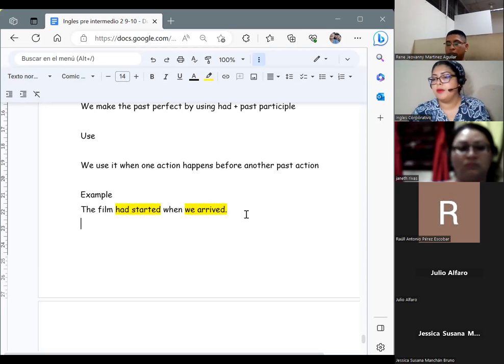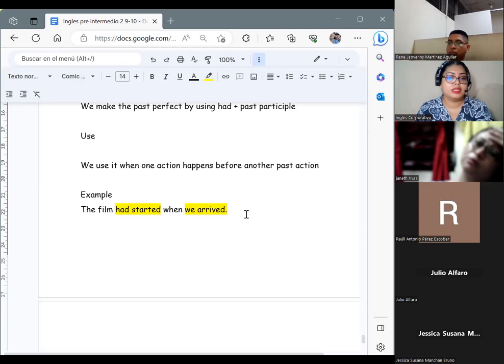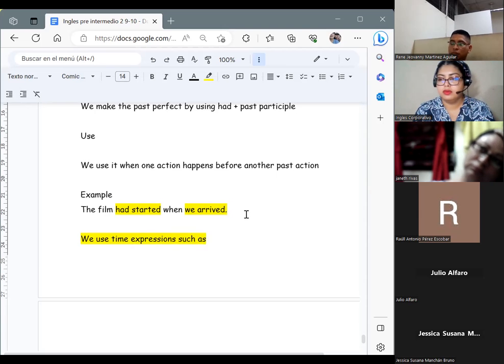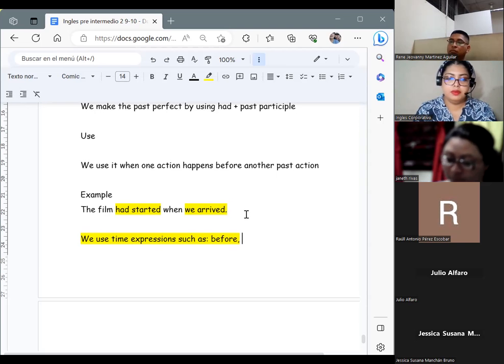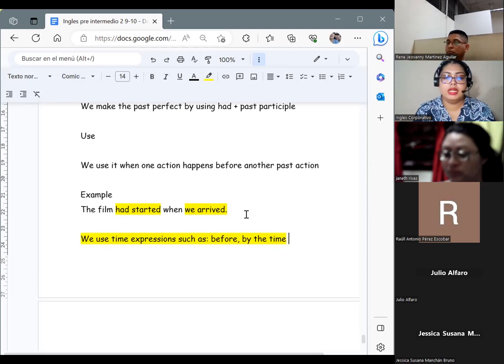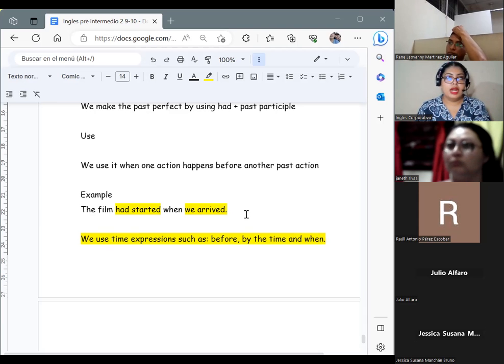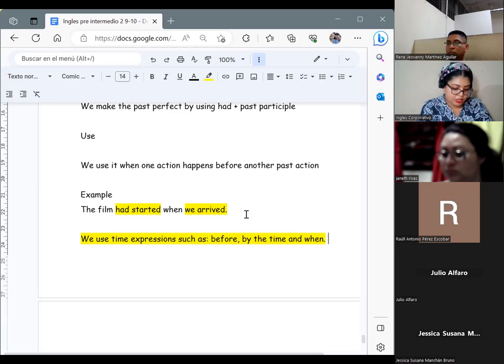And it says that we are going to use time expressions. Vamos a utilizar time expressions: before, by the time, and when. Para este tipo de oraciones en las que vamos a hablar de dos acciones que tienen que ver entre sí, vamos a utilizar when o algunas time expressions. That let me explain that I am talking about two different actions in this case.